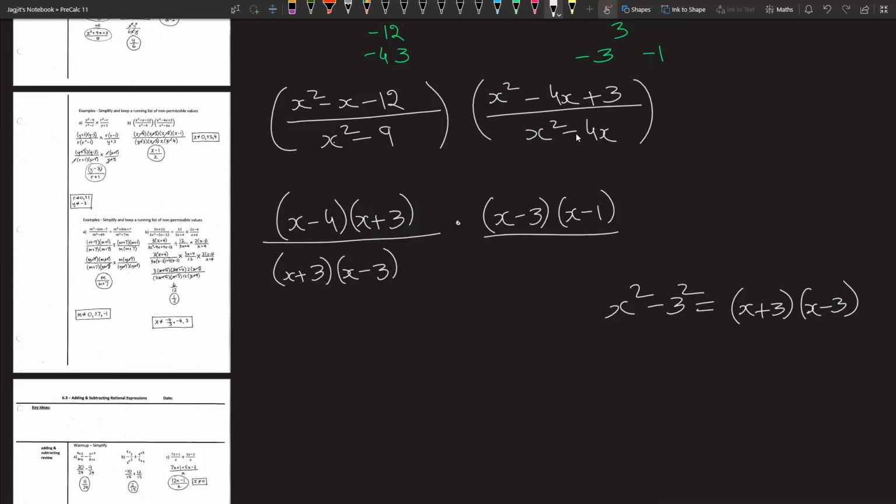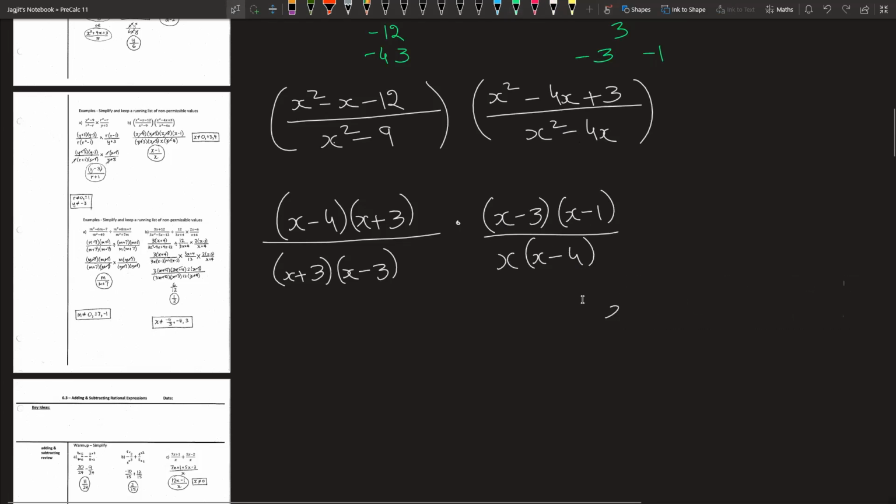And then over here, we have x squared minus 4x. You just factor the x out, and you're left with x minus 4. Perfect. We factored everything out now. Now, before we cancel anything, we need to write the non-permissibles. Okay, what's the non-permissible value for x plus 3? You say x cannot be equal to minus 3. For x minus 3, x cannot be equal to plus 3. We have x, so you say x cannot be equal to 0. X minus 4, x cannot be equal to positive 4.